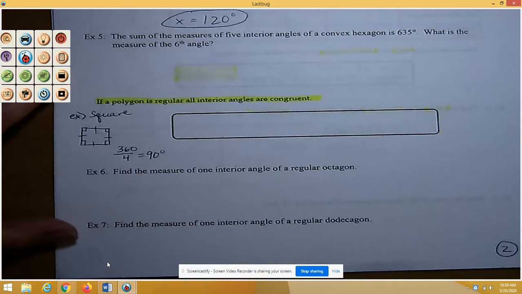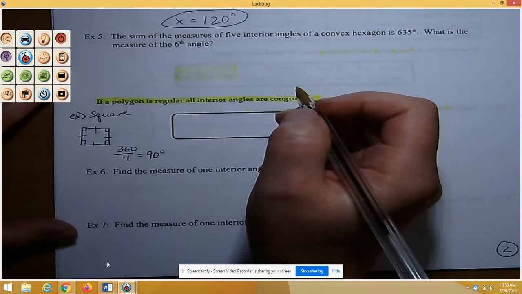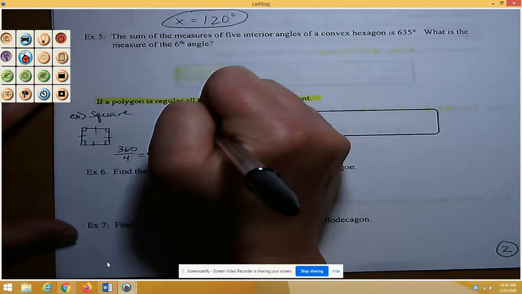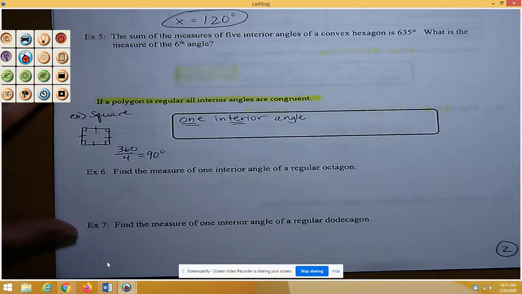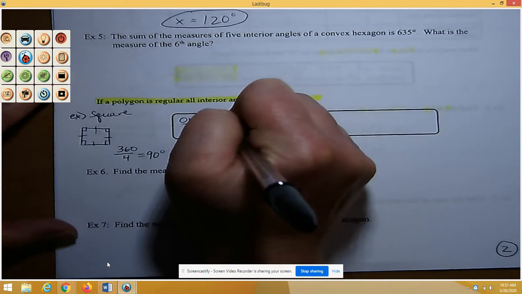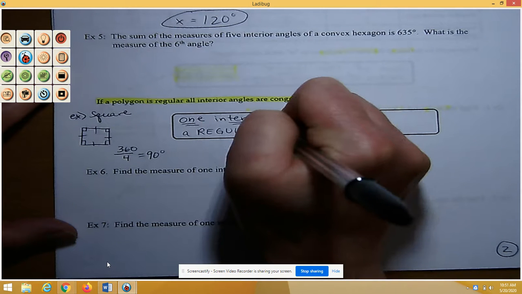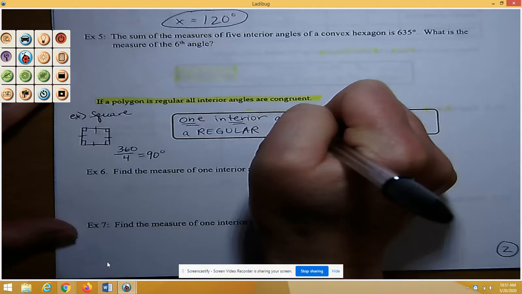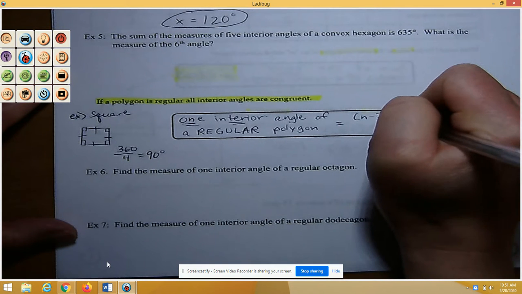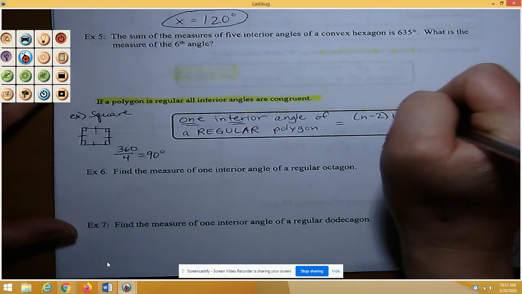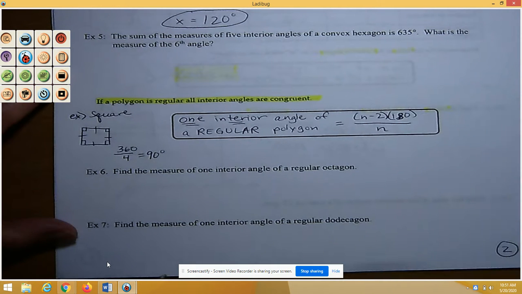So one interior angle of a regular polygon, remember all angles and sides are congruent, will equal the total, the n minus 2 times 180, so that's our new formula that we were just working on, divided by the number of sides. And this is a formula that we can use if it's regular. So you really have to watch out for our keywords.